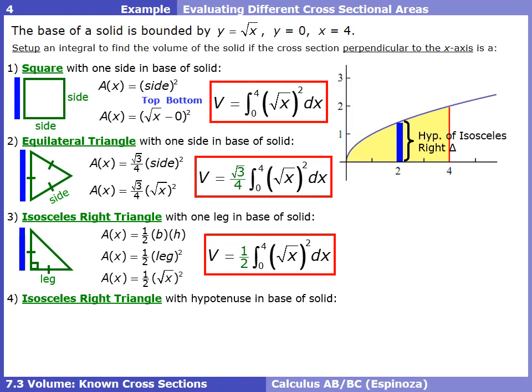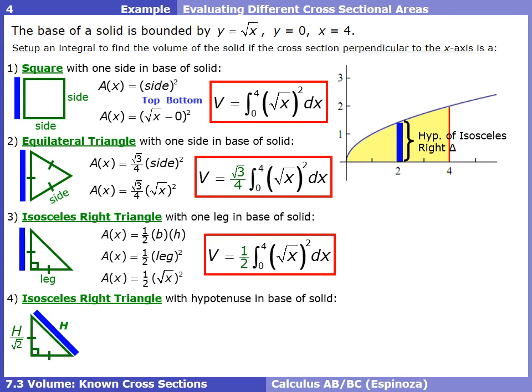We can take another point of view with these isosceles right triangles, and instead of putting one of the legs in the base of this solid, we can put the hypotenuse in the base of this solid. Because of that, it's going to look a little bit different here. Our representative rectangle doesn't correspond to one of the legs, it now corresponds to the hypotenuse. So ultimately what we need to realize is we still need to know how long one of these legs is, but in terms of the hypotenuse.